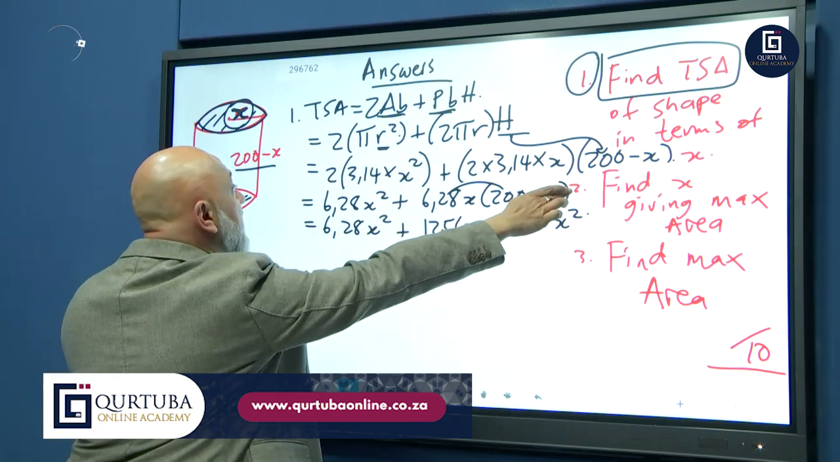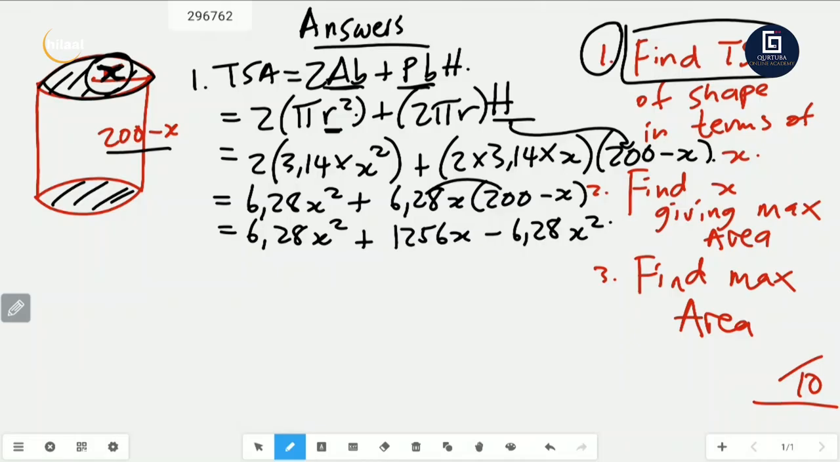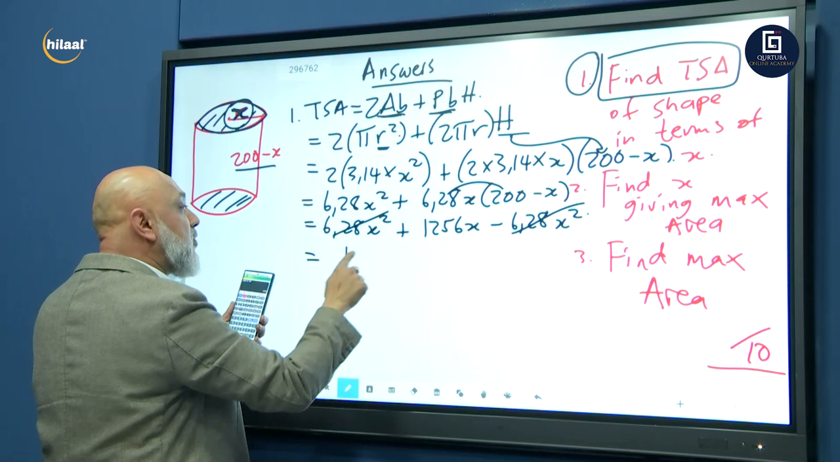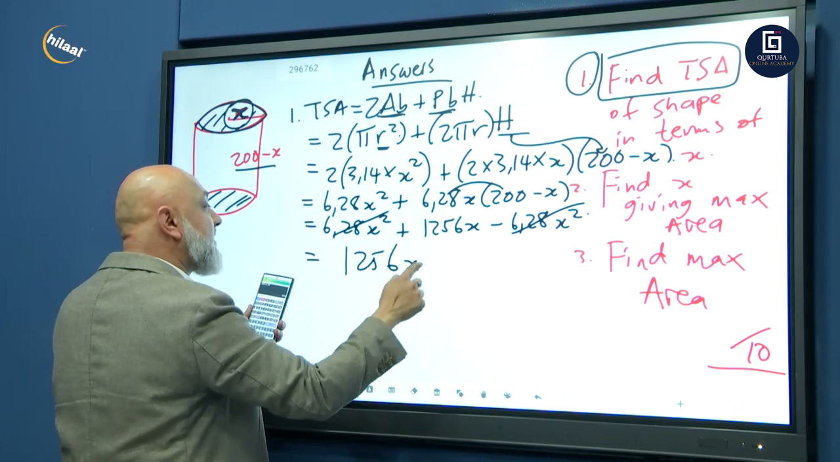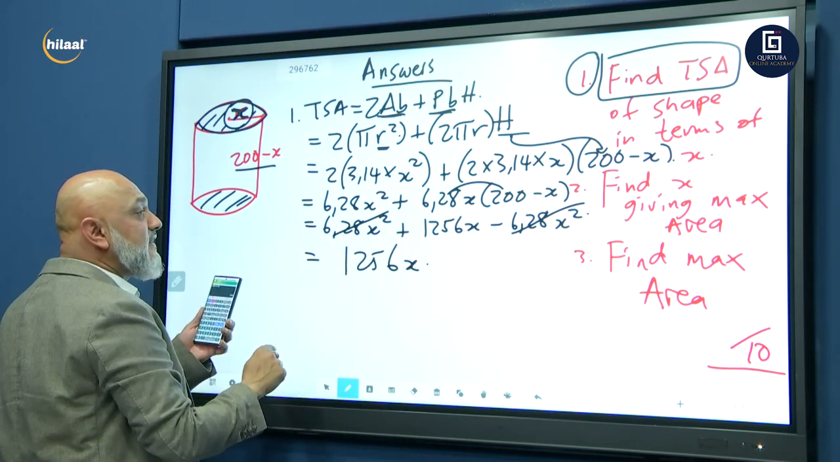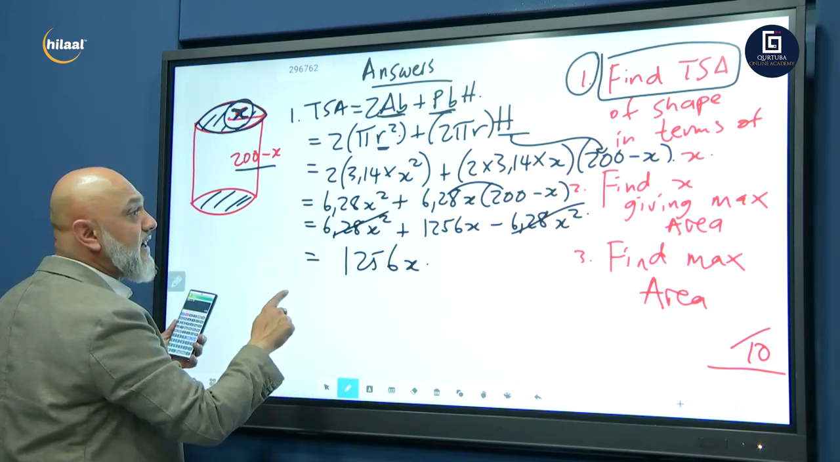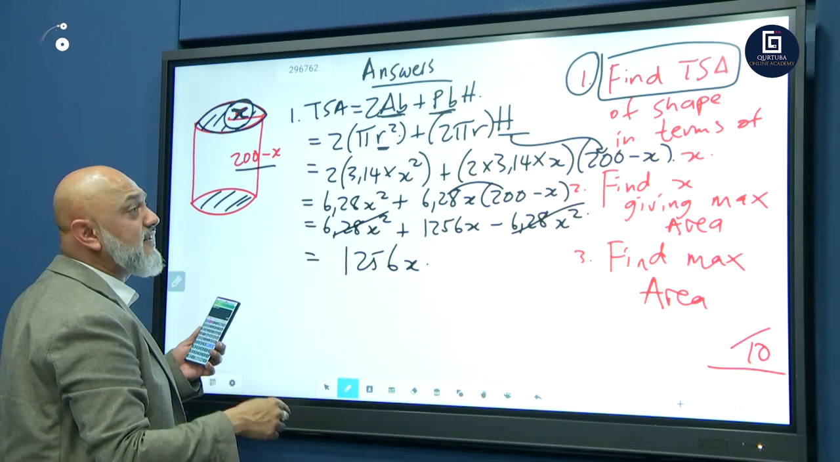So 2 pi r and h. Now we have 6.28x squared minus 6.28x squared, which is 0. I get 1256x. That's my total surface area in terms of x. So there we go, that's the total surface area of the shape.